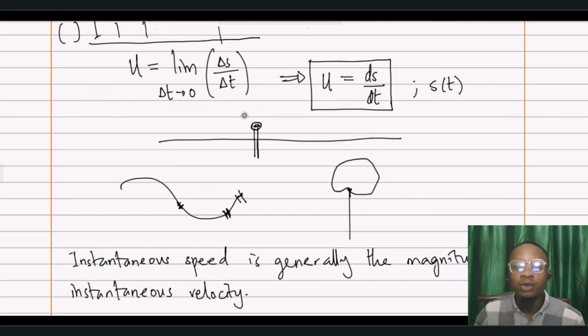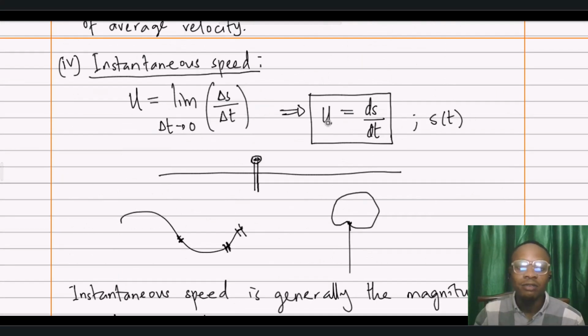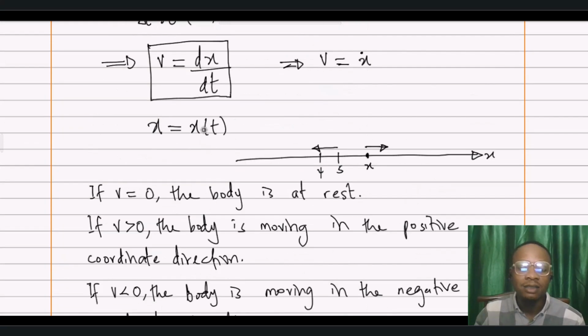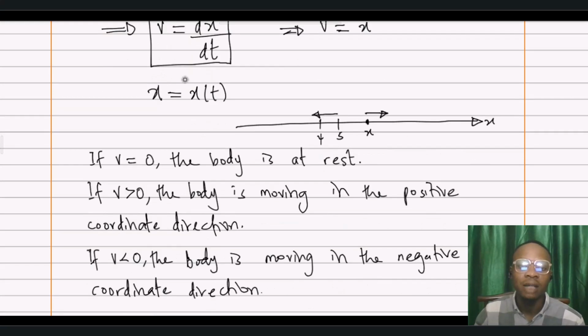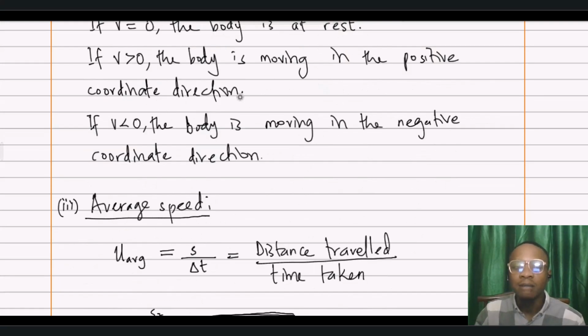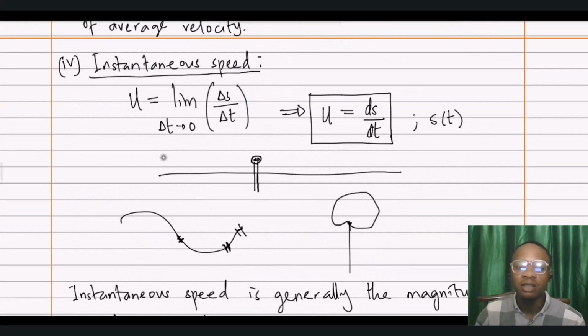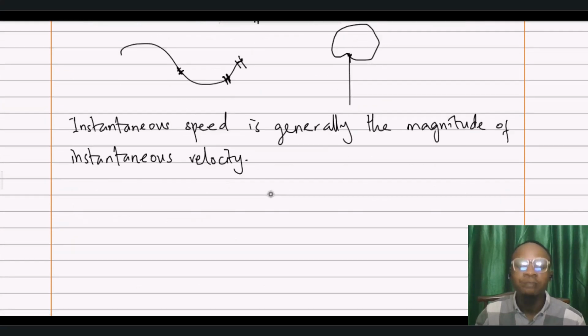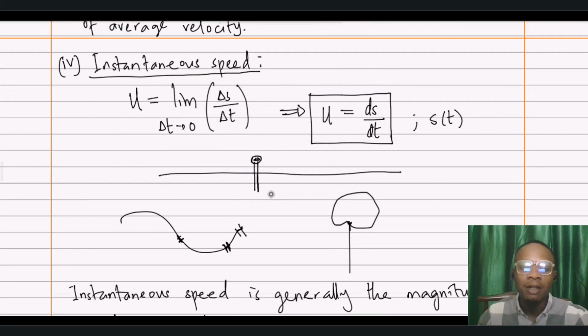And if we don't know distance as a function of time, once we have position as a function of time, we can differentiate it to get velocity as a function of time. And then when we find the velocity at a given instant, let's say at time t equals 5 seconds, then we know its magnitude is just going to be the instantaneous speed at that point. Okay, so that is that about that.